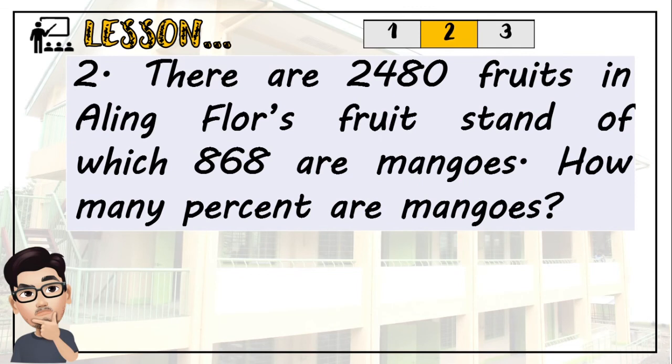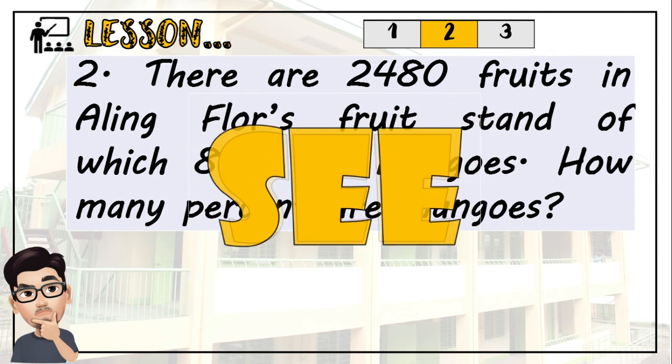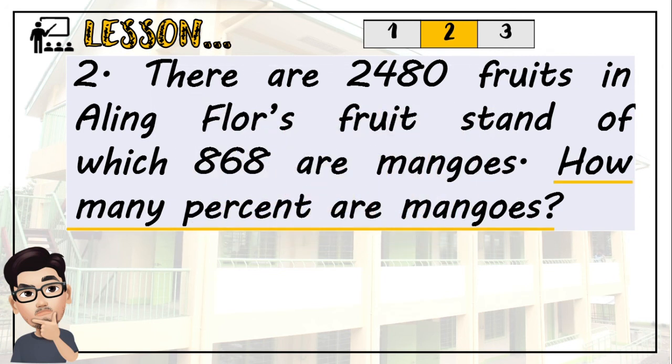There are 2,480 fruits in Aling Floor's, of which 868 of them are mangoes. So how many percent are mangoes? So from the question itself, so we need to find the percent.